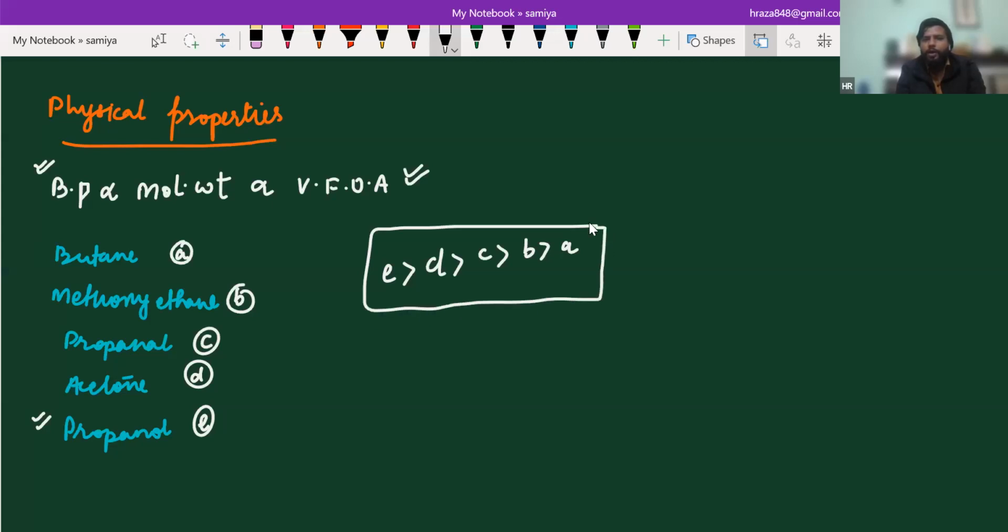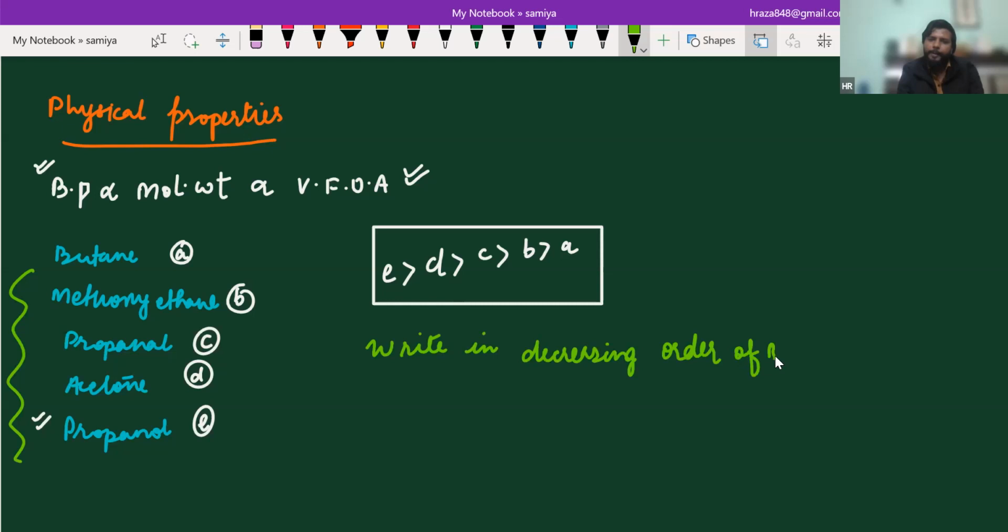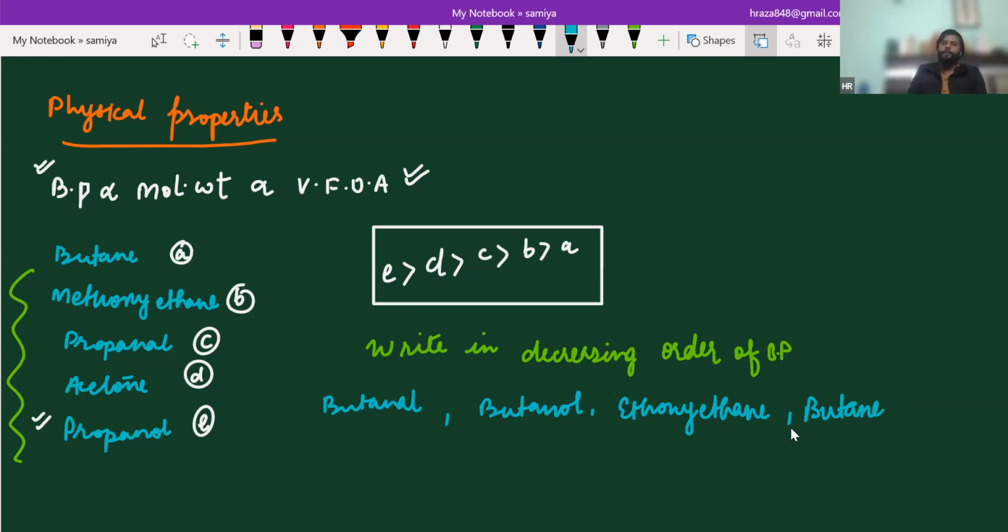So alkane has the lowest boiling point of comparable mass among these. So take care of it, because I'm going to give a question on this. You will have to deal in the same way. So the question is, write in decreasing order of boiling point. First one is butane. Second one is butanol, that means alcohol. Third one is ethoxyethane. Fourth one is butane. So please do this and let me know the answer.